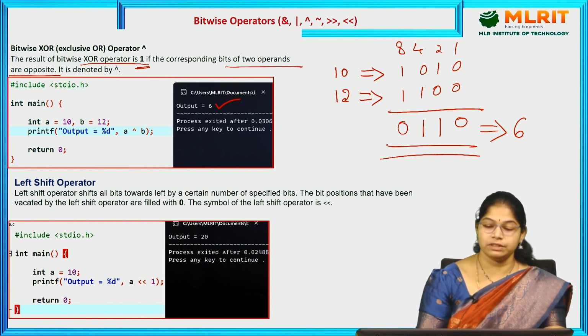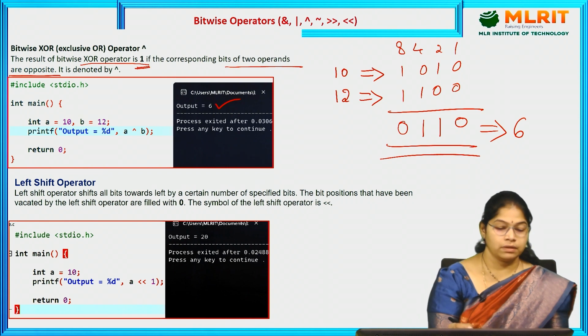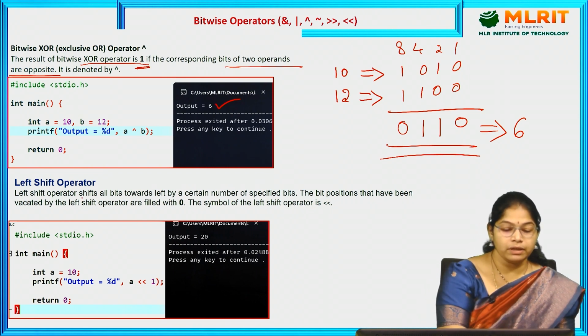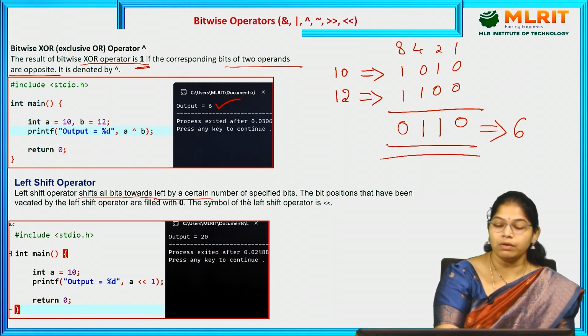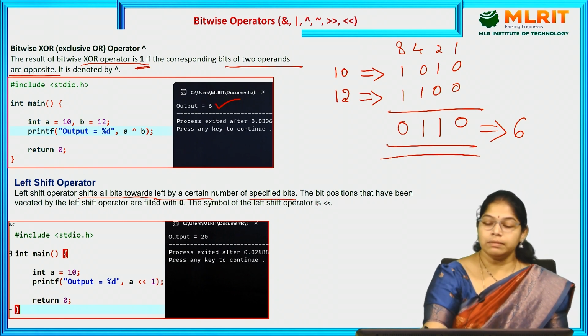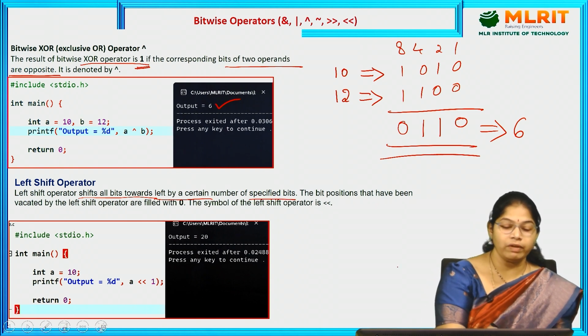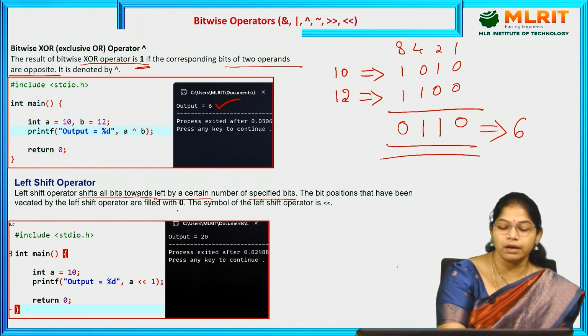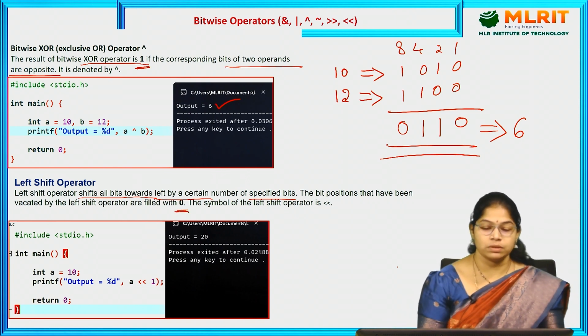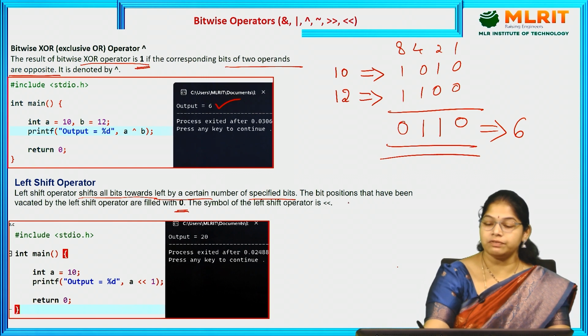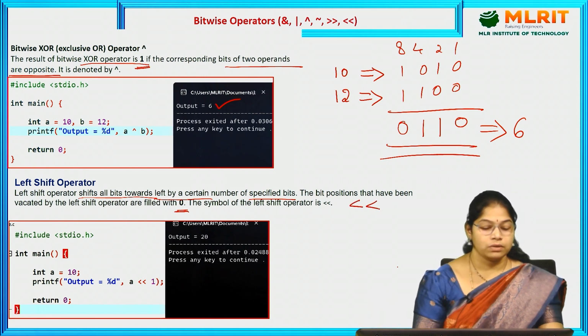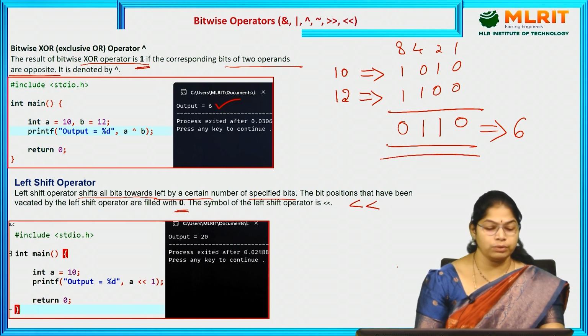Then left shift. The left shift operator shifts all bits left by a certain number of specified bits. The bit positions that have been vacated by the left shift operator are filled with zeros. The symbol of this left shift operator is this one. It is a unary operator, it performs on one operand.